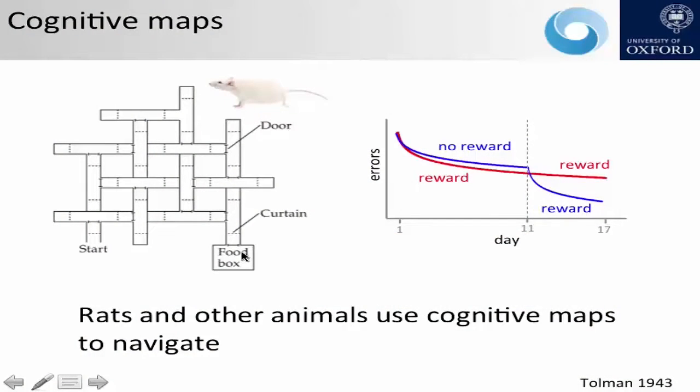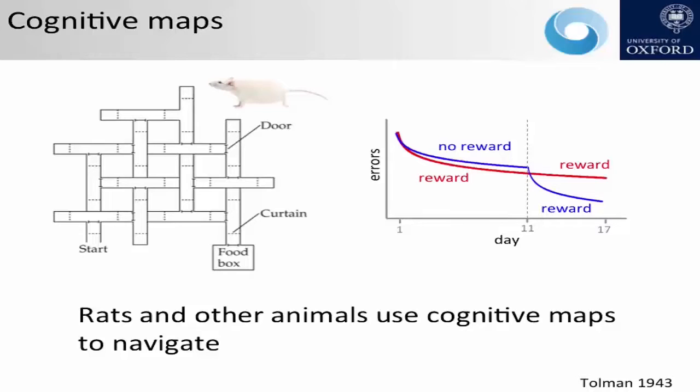So let me describe a classic experiment that was done more than half a century ago now by Tolman. There were two groups of rats, and these rats were placed in a maze which had a food box at one exit. One of the groups of rats, for the first 11 days of training, received a reward whenever it reached the food box. And the other group was simply taken out of the maze with no reward.